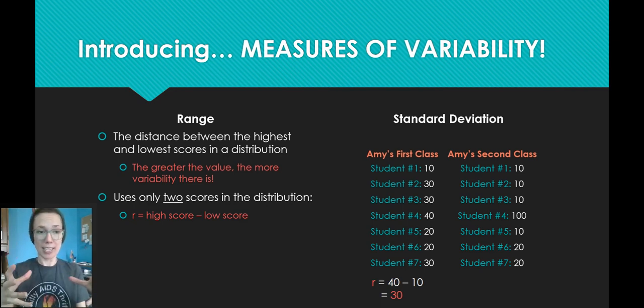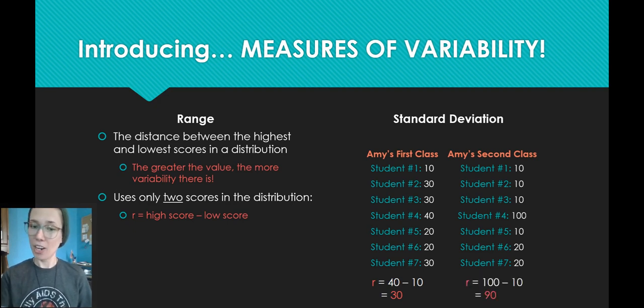So if I'm looking at my data set, they're sort of close, within 30 minutes of one another from the highest to the lowest. Now see if you can calculate the range for this next score. For the second class, what is the range? 100 is our high score, obviously. 10 is our lowest score here. We subtract 10 from 100, we get a range of 90.